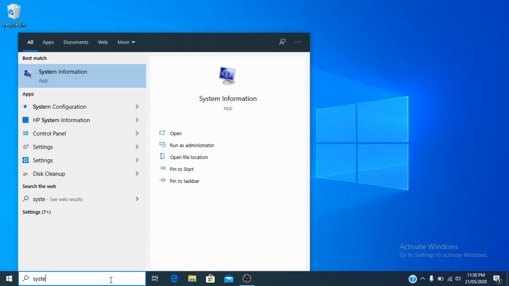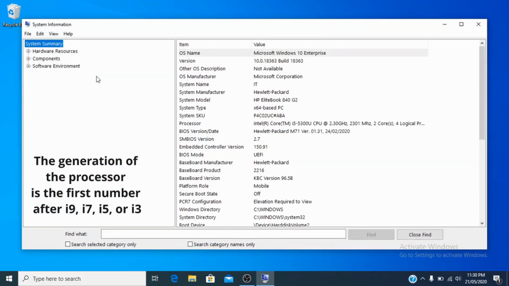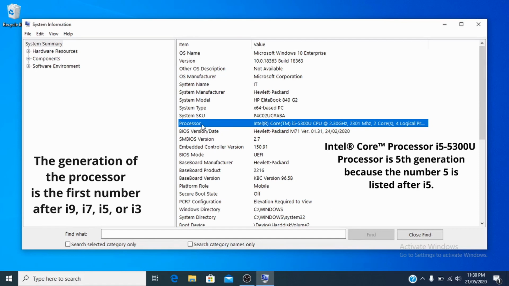Today we will be checking how to check Intel processor generation on your Windows 10. For that, what we have to do is open the System Information tab. Here you can see that I have an Intel i5 processor. The number after the i5 dash represents the generation of your processor chip.